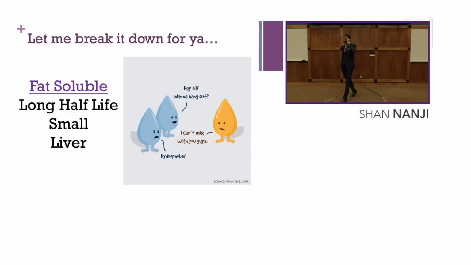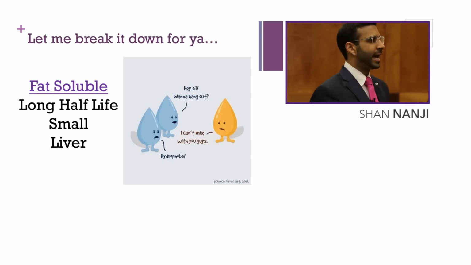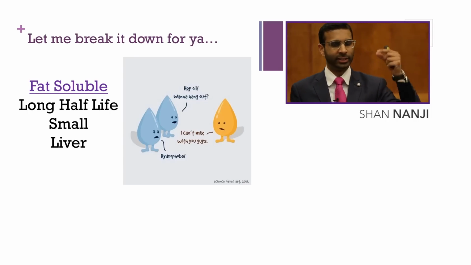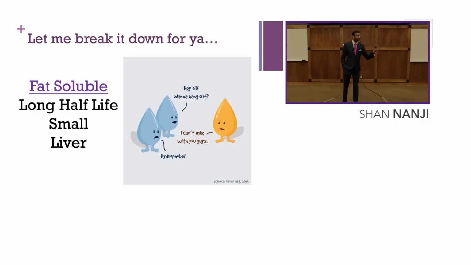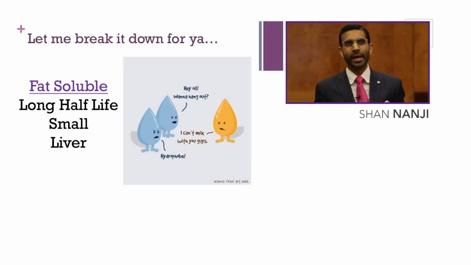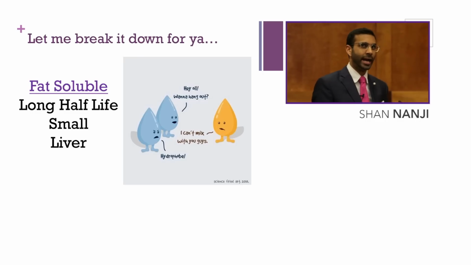Now, what am I referring to when I say this? A long half-life is a half-life that is 12 hours or longer. So that means a drug with a long half-life is going to be given once or twice a day because you have 24 hours in a day, right? So if it's a 12-hour half-life, you'll give it twice. If it's more, maybe you'll give it once. So that means that fat-soluble drugs have long half-lives.